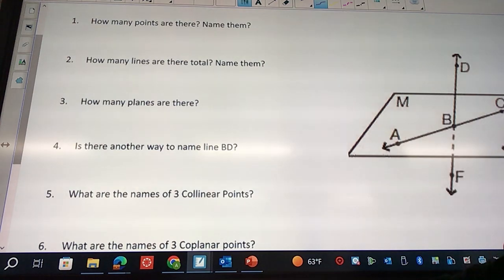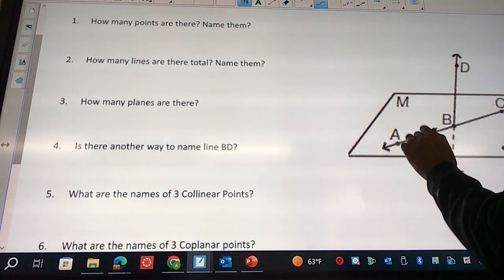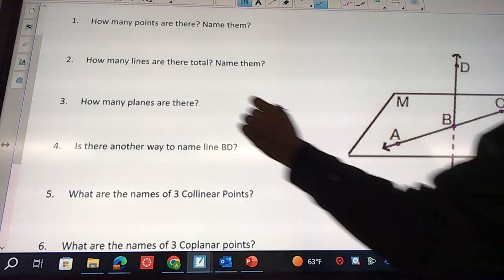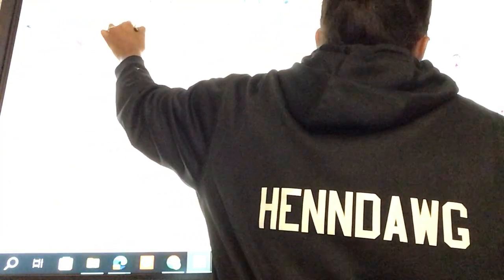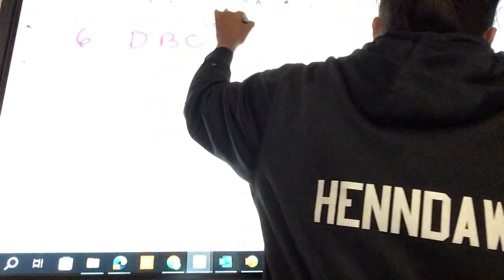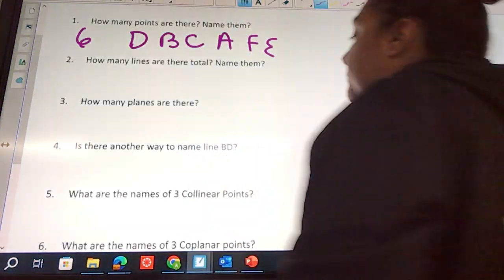Okay, so how many points are there? We just got to go through and count and name them. So 1, 2, 3, 4, 5, 6. So there are 6 points. D, B, C, A, F, and E.